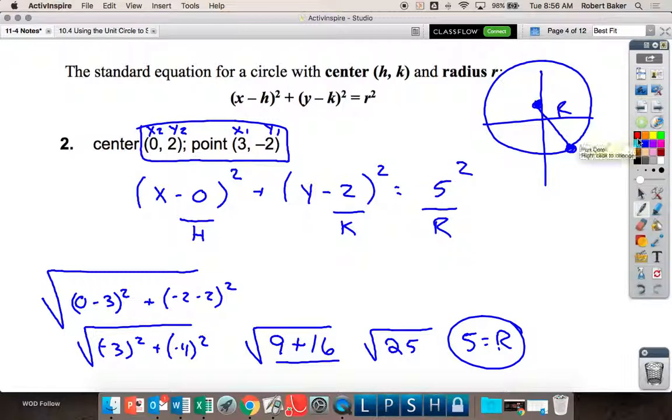So now I'm going to take this blue equation and simplify it. What is x minus 0? And x squared? Now, can you do y minus 2? No, so that is simplified. We just write it, y minus 2 squared. You don't have to do anything to it. And what is 5 squared?